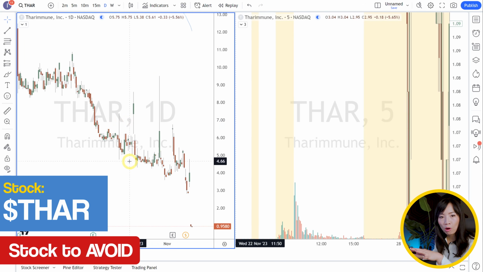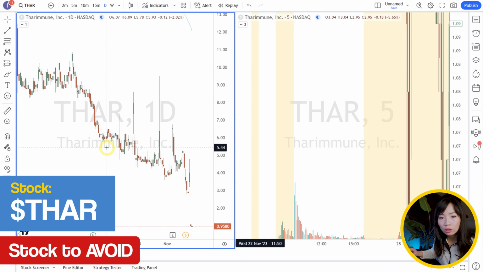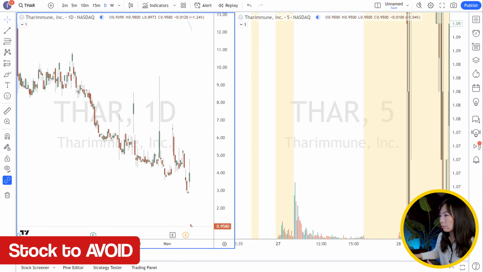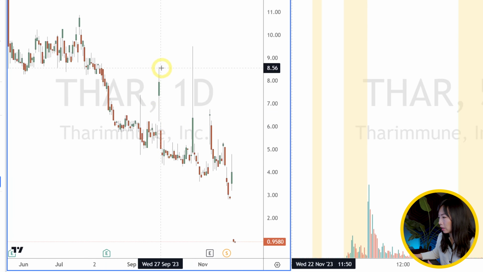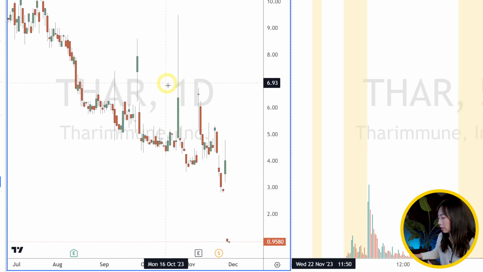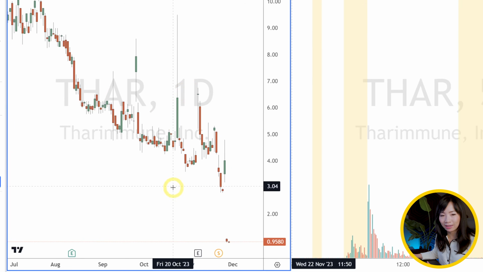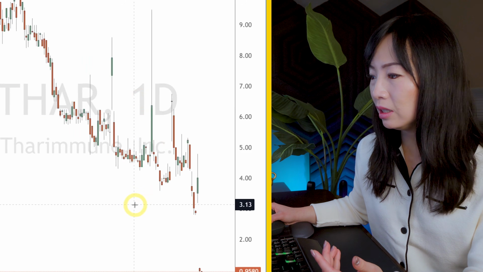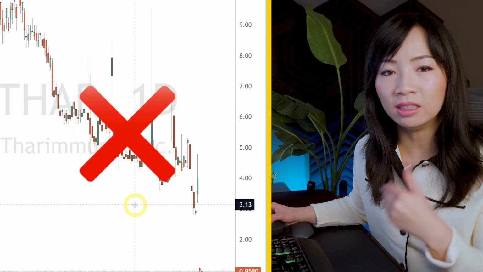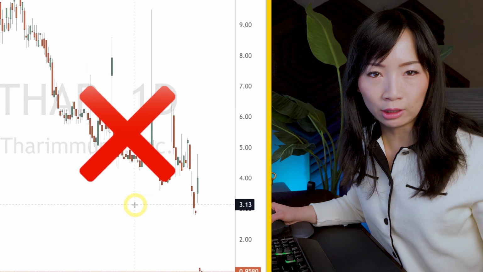So a good example of a stock you want to avoid to buy the dip is something like this. You can see a lot of straight up and down, the next day straight up, no consolidation on the daily at all, and you just go straight back down to where you came from. So this is not the kind of chart I would buy the dip on for this particular strategy.